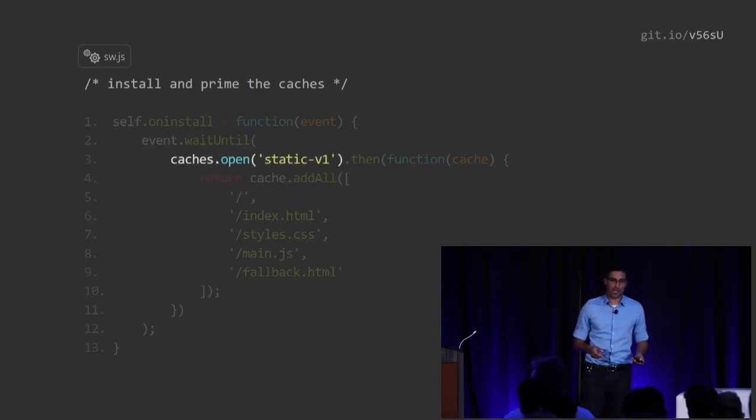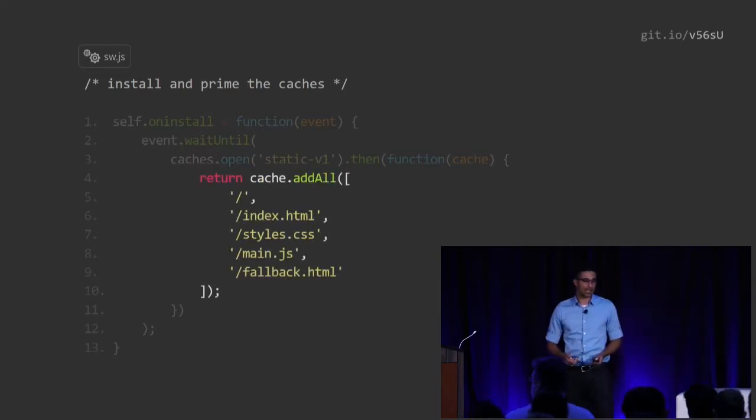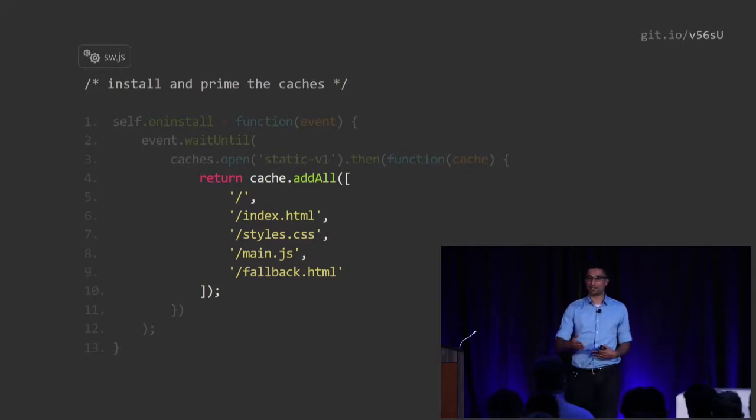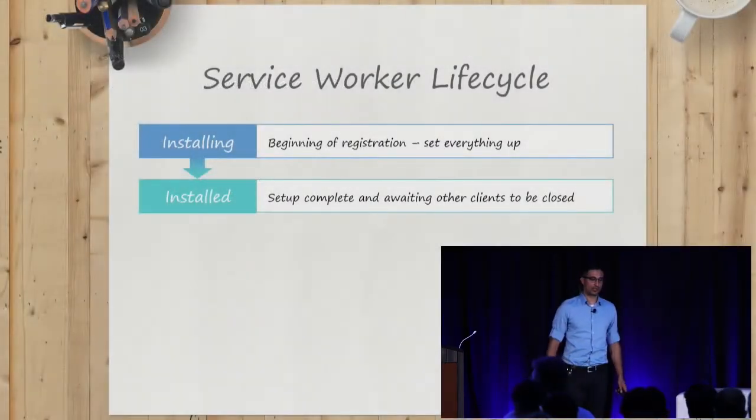So we're going to open a cache using caches.open. Caches is a global object in the service worker that you can use. We're going to call this cache static-v1. And then from there, we're going to use cache.addAll and pass in a bunch of resources that we want to cache. So that's great. We've registered now.